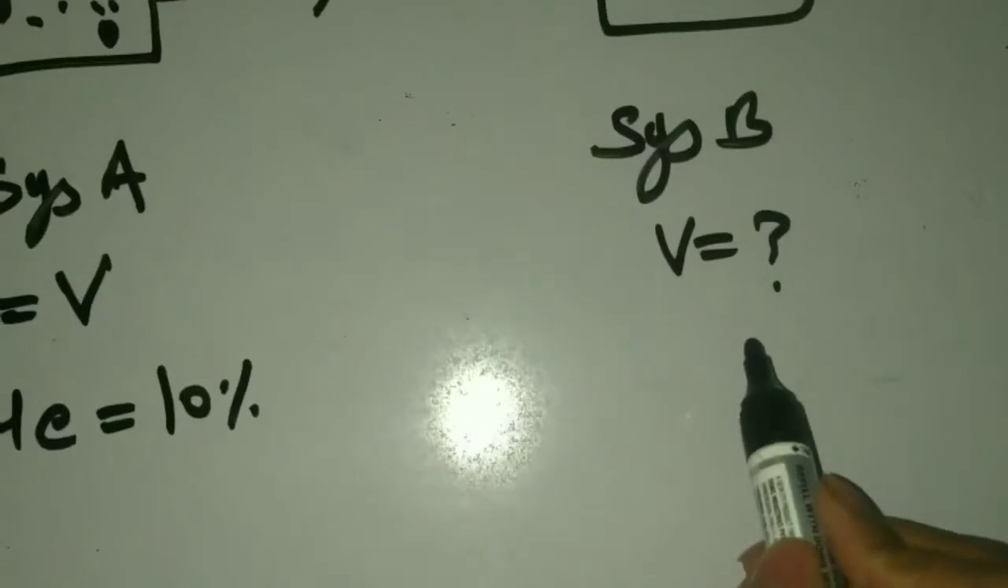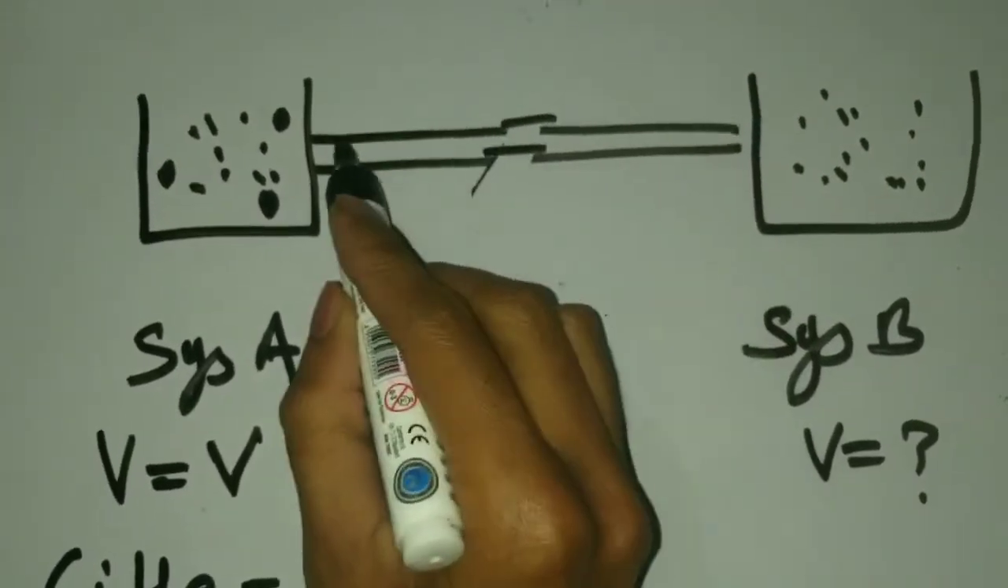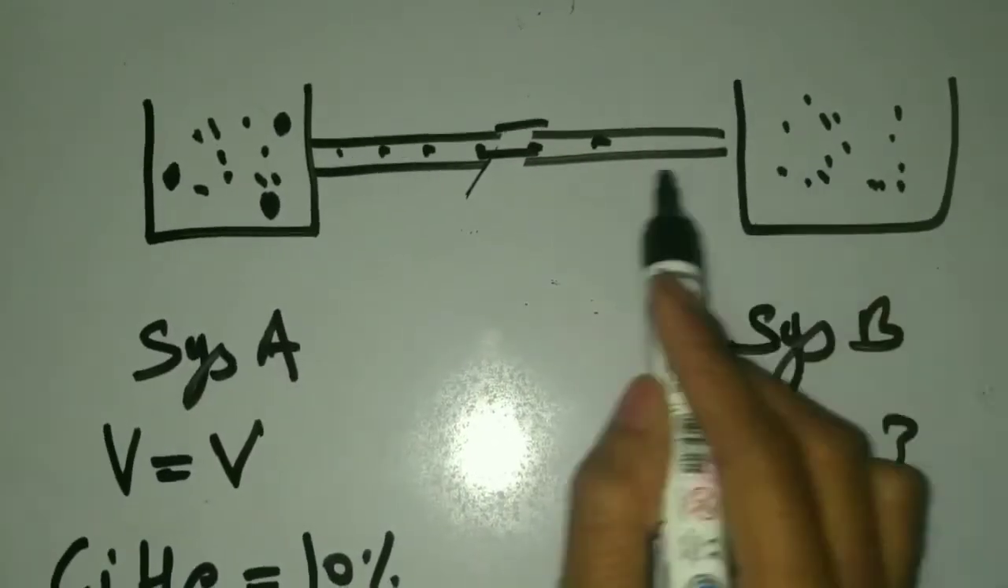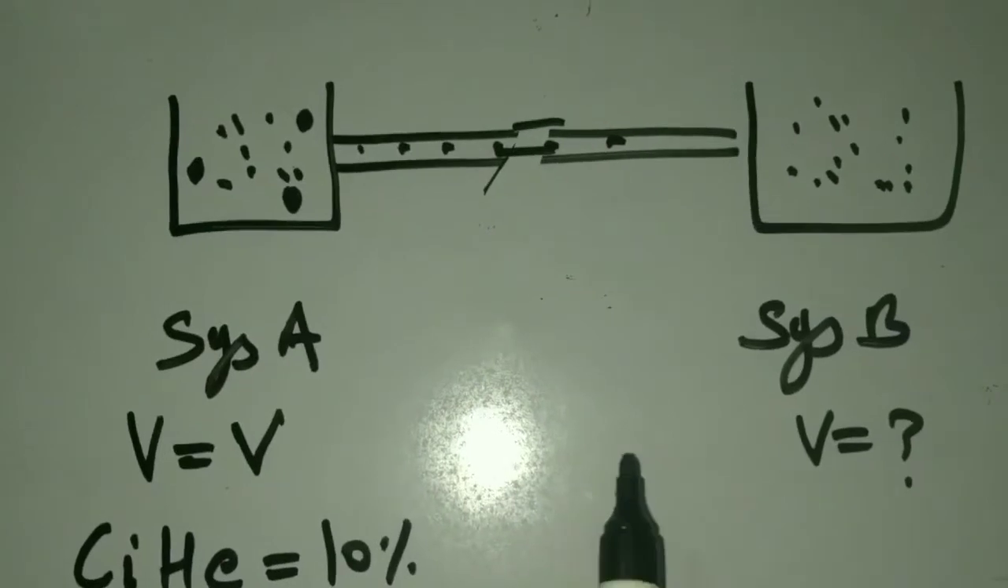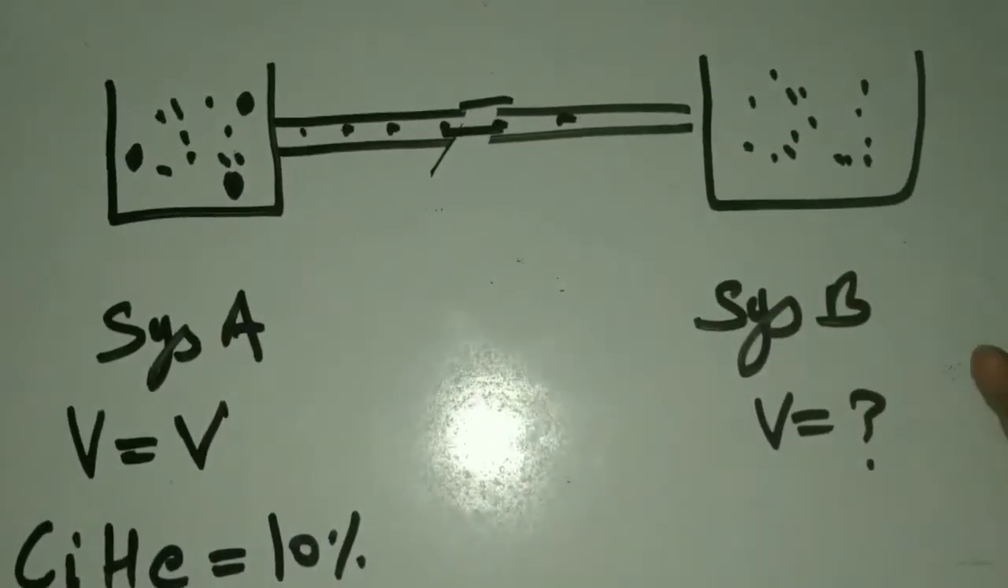and system B doesn't have any helium gas. So when we open the valve, the gases will flow from system A to system B. Soon there will be an equilibrium established between both of these systems. Let's suppose some of the helium goes to system B.